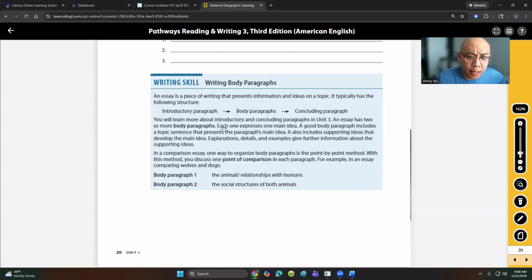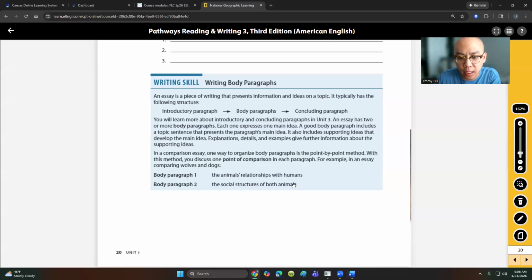Each body paragraph expresses one main idea. A good body paragraph includes a topic sentence that presents the paragraph's main idea. It also includes supporting ideas that develop the main idea. Explanations, details, and examples give further information about the supporting ideas. Okay, so what does this mean?